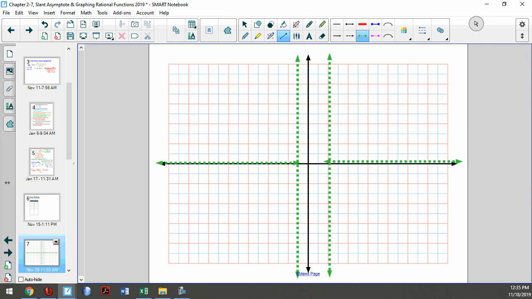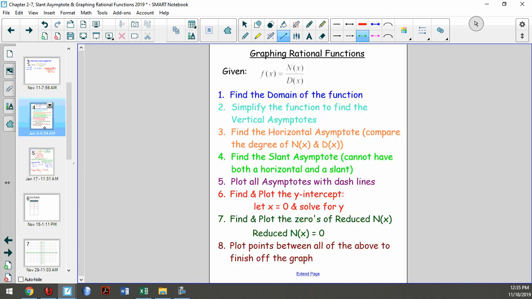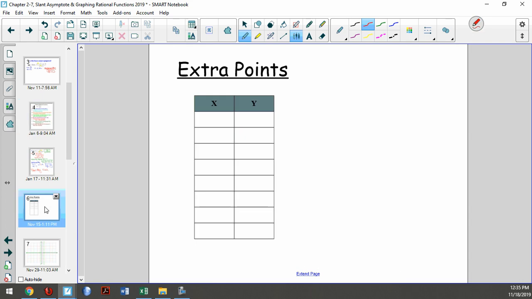So I know what my asymptotes look like. Now I'm going to come back over here and do the next steps that I have in here. I have done all of this so far and I plotted them. So what does it say to do next? Find your y-intercepts. So I'm going to find my y-intercept. My y-intercept is found by letting what? You're going to let x equal 0.